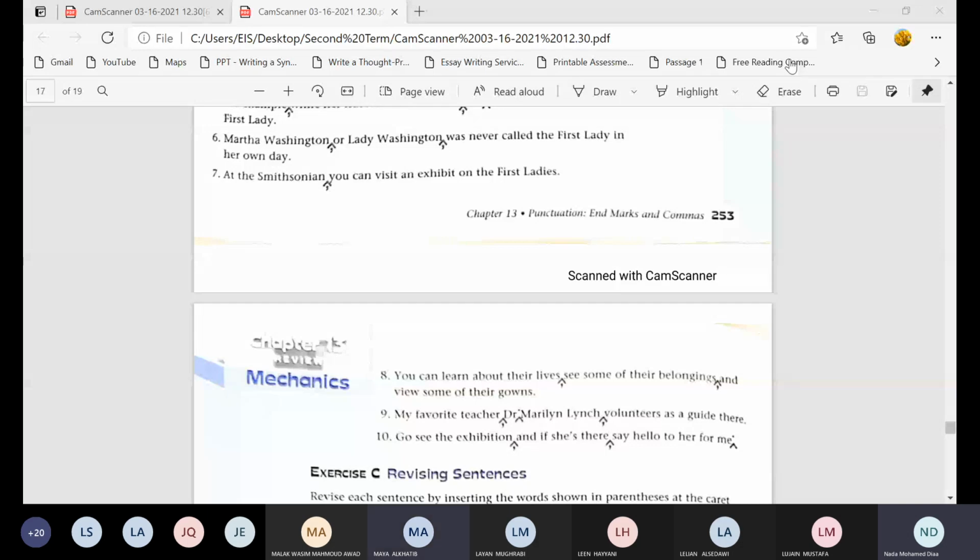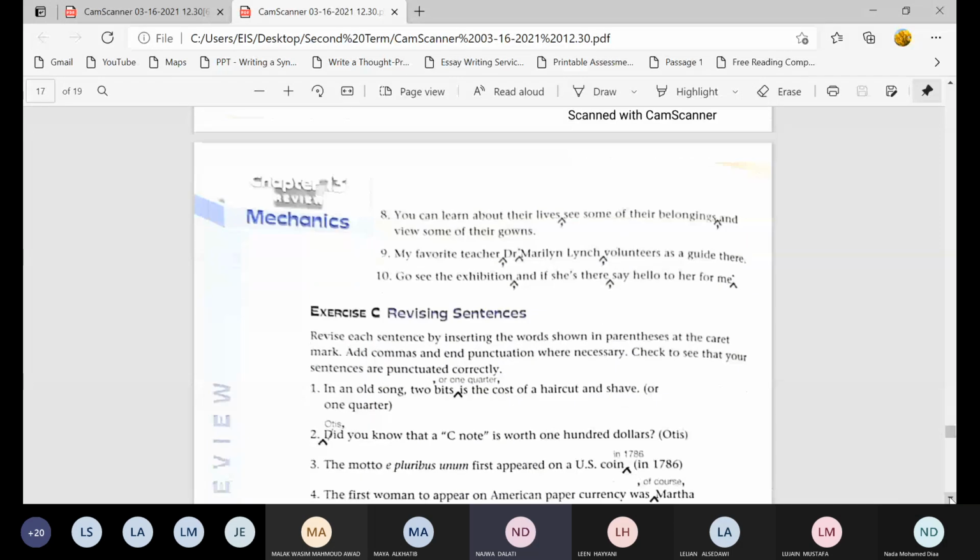Okay. Najwa. The first woman to appear on American paper currency was, of course, I put of course between two commas, like comma, of course, comma, Martha. Why? Parenthetical expression. Of course is a parenthetical expression between two commas directly.